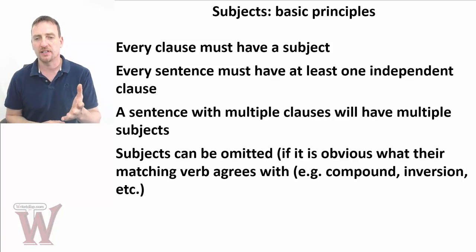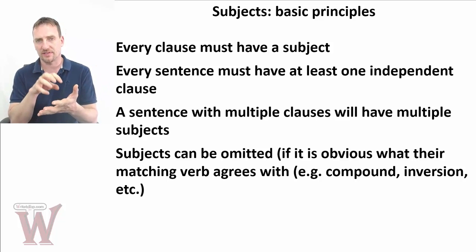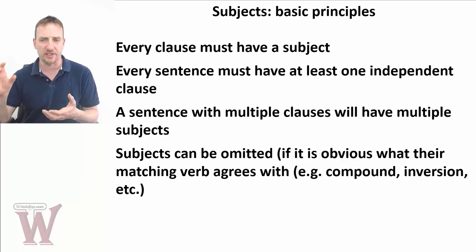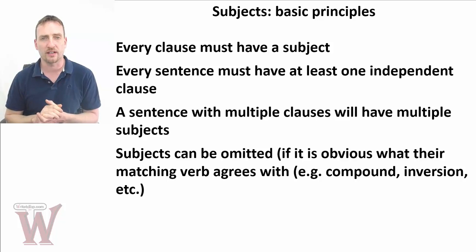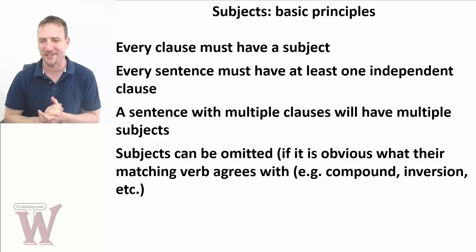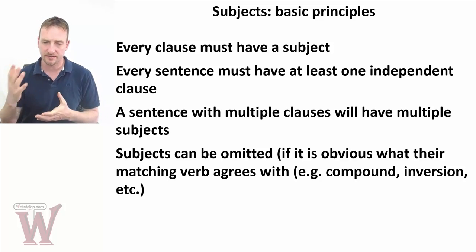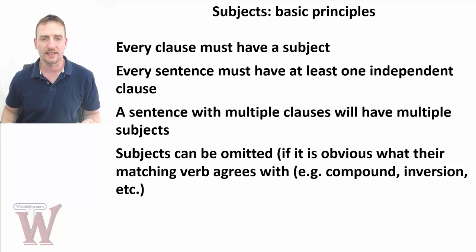Subjects can be omitted if it is obvious that their matching verb agrees with them. For example, in a compound, you can have two verbs for the same subject, because it's the same subject for both verbs. You can take the second one out. In inversion, you can sometimes take out the subjects. Again, we're going to look at that in more detail.